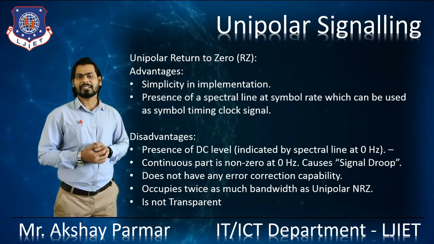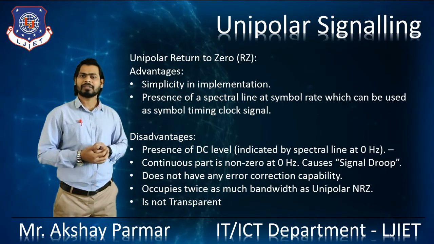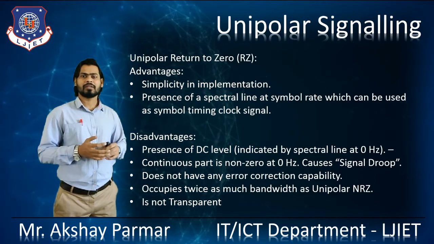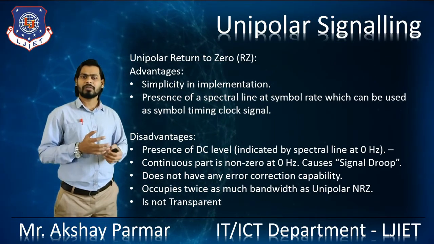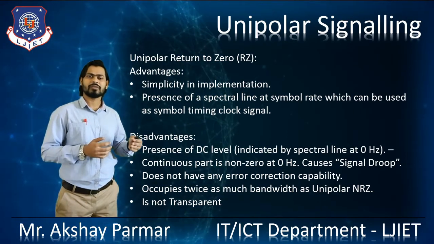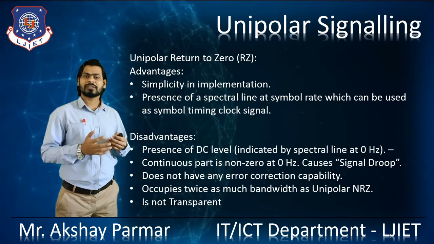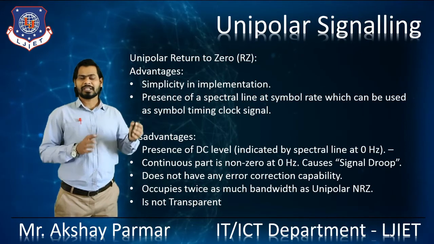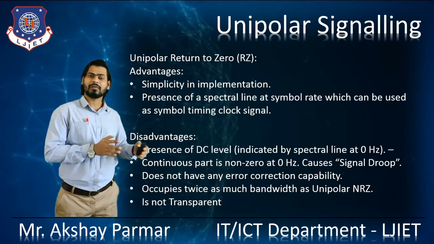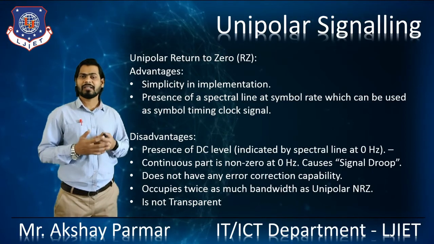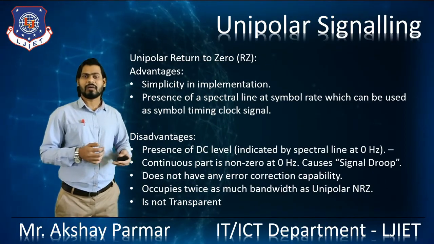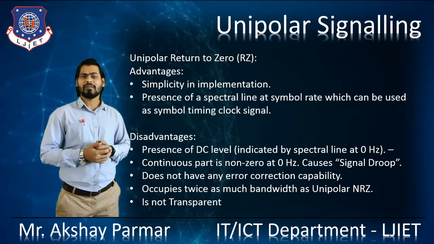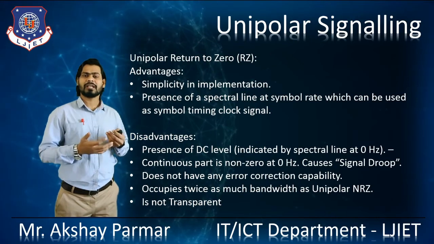The major disadvantage of the unipolar return to 0 is the presence of the DC level. It indicates a spectral line right at 0 Hz. The continuous part of the non-return to 0 at 0 Hz causes signal drop. As we have observed, bit 1 is represented by the first half being high and the second half returning to the 0. But while we are representing the 0 bit, it will remain at the ground level, right? So it will remain the same. If we have a long sequence of 0s, at that time we may have signal drop.